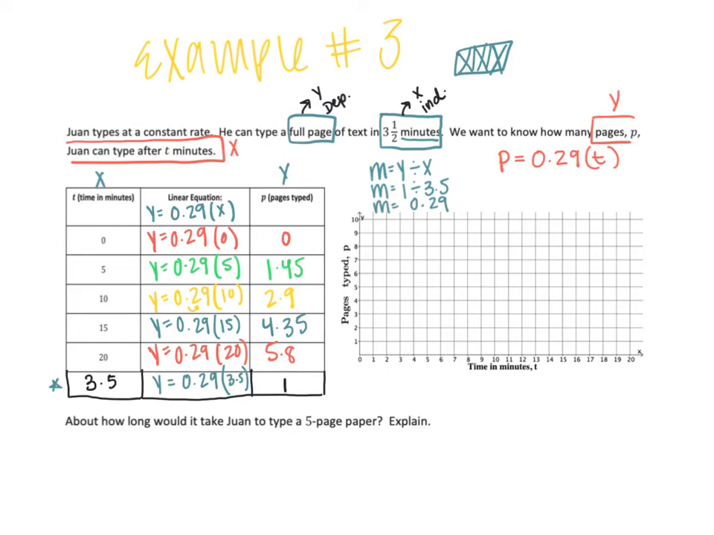So I'm starting off with my first coordinate pair, 0, 0. Next I have 5, 1.45, which is going to be right at 1.5. Then I have 10, 2.9. So I'm going to go over 10, up 2.9, so it's going to be right beneath the 3. And I have 15, 4.35. Over 15, up 4.35, going to be a little bit over 4. Then I have 20 and 5.8. Over 20, up 5.8, so pretty close to 6.